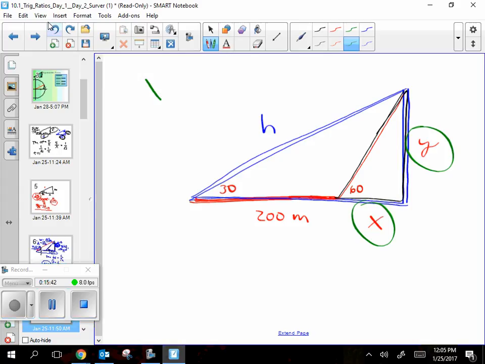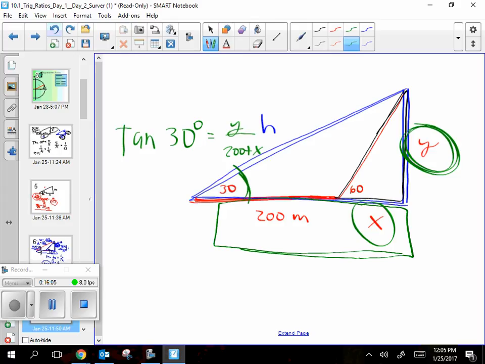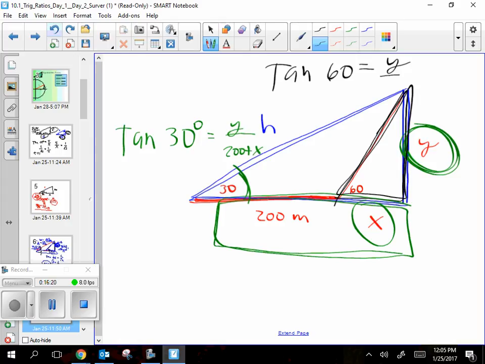So I'm going to use tangent of 30, that's the big blue triangle, would equal y over 200 plus x. Raise your hand if you guys knew that one. Okay, look at it closely again. Tangent of 30 equals y over 200 plus x. There it is. I hope that one makes sense to you. Now here's the other one. I'll use this black triangle here. Tangent of 60 has to equal opposite over adjacent, y over x. There we go. Notice this equation has only two variables in it.